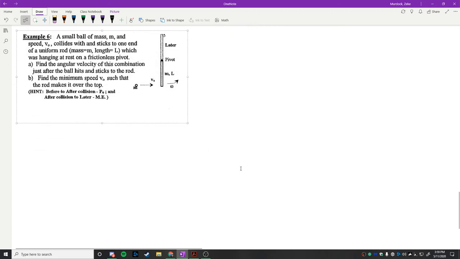This is the classic angular momentum problem. This right here is the kind of thing you're going to see a lot on your homework.